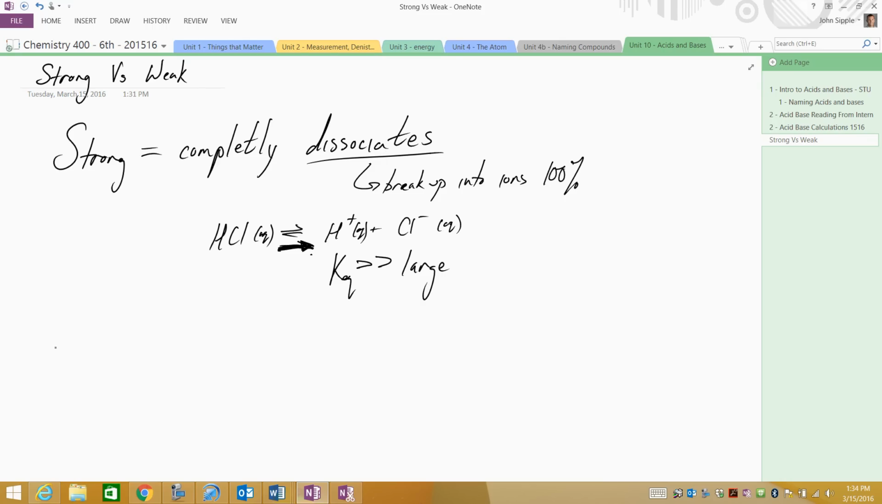If they're weak, it does not dissociate much at all. Usually it's less than 5% typically.